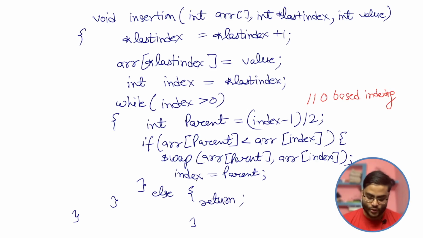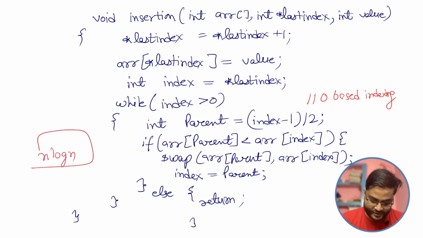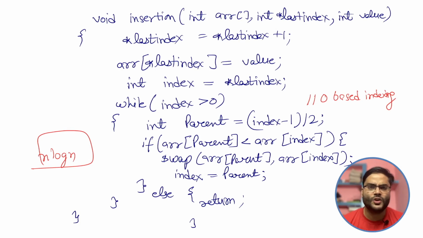So this will be our pseudo code for insertion, and it will take the time complexity of n log n for n elements insertion. Each insertion can take at max log n time, so n insertions will take n log n time. I hope you can code it. Now let's move forward to deletion.